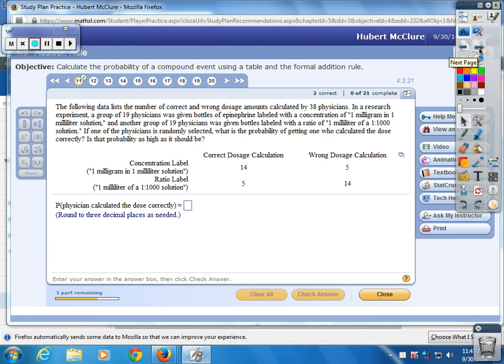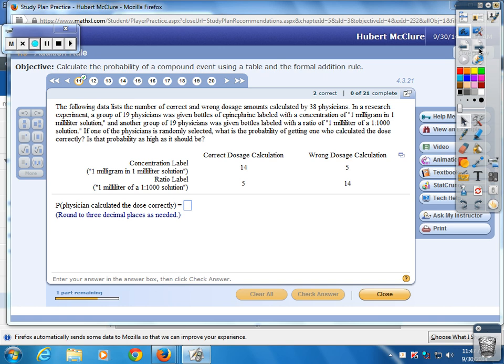All right. This one is correct dosage and wrong dosage of a doctor or whatever. And on the medication, you have a concentration label and a ratio label. In other words, they tell you how you're supposed to give the dosage. So the question is, what is the probability that a physician calculated the dose correctly?